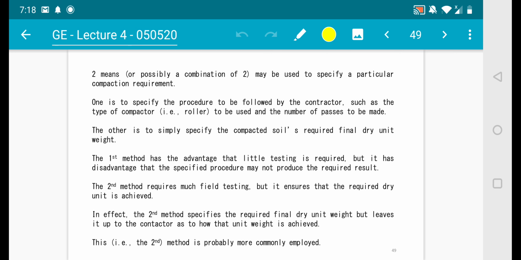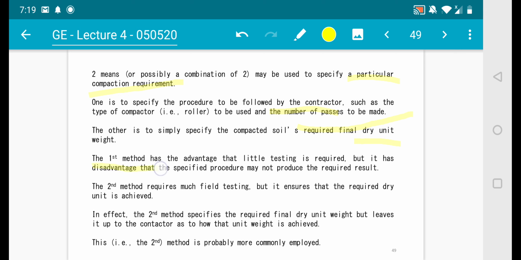Now, two means may be used to specify a particular compaction requirement. One is to specify the procedures to be followed by the contractor, such as the type of compactor to be used and the number of passes to be made. The other is to simply specify the compacted soil's required final dry unit weight. So, two methods here to specify a particular compaction requirement.